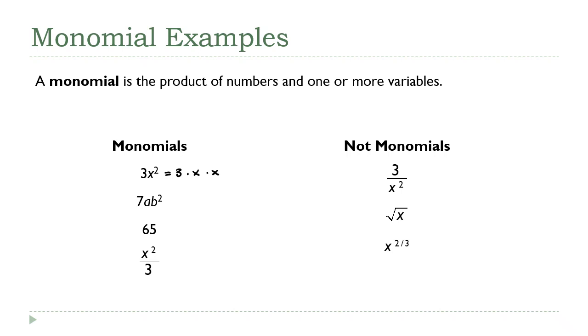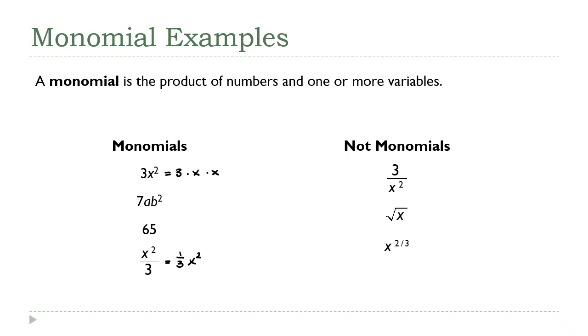65 is also a monomial. You might not think it at first, right? Because there's no variable there. But that's okay. The rule doesn't require that there be a variable, right? Just that there has to be obviously something there. We don't want to have nothing at all. So the fact that there's just a number, yeah, that's fine. And x squared over 3, yeah, that is also. Remember, this is the same as 1/3 times x squared, right? So this is a number times variables as well.